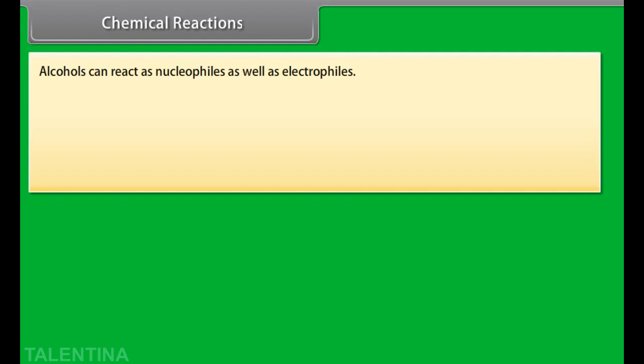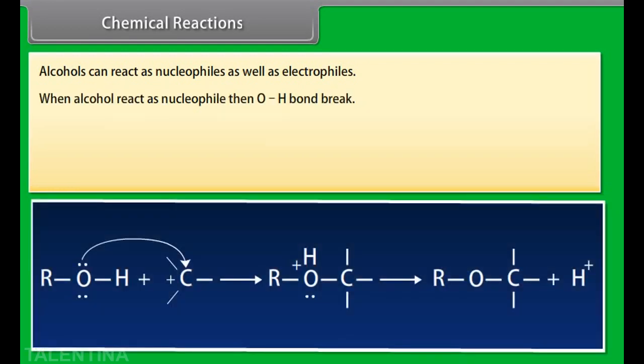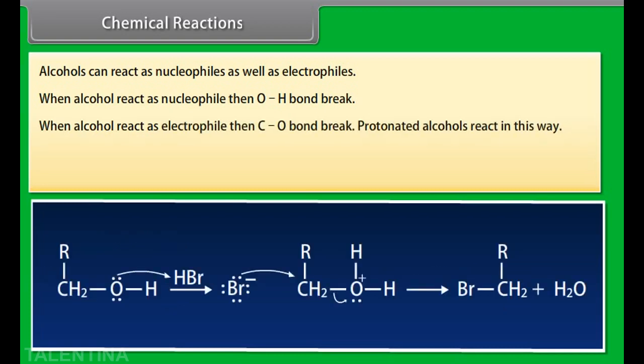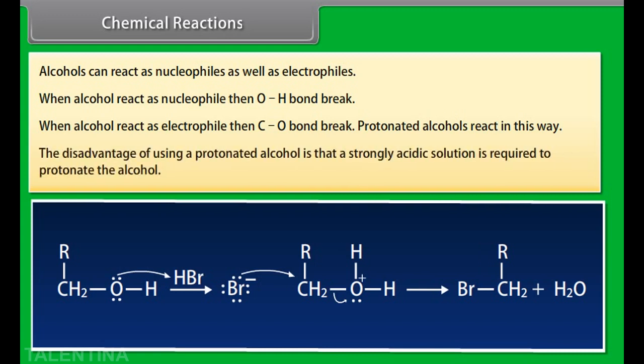Chemical reactions. Alcohols can react as nucleophiles as well as electrophiles. When alcohol reacts as nucleophile, then O-H bond breaks. When alcohol reacts as electrophile, then C-O bond breaks. Protonated alcohols react in this way. The disadvantage of using a protonated alcohol is that a strongly acidic solution is required to protonate the alcohol.